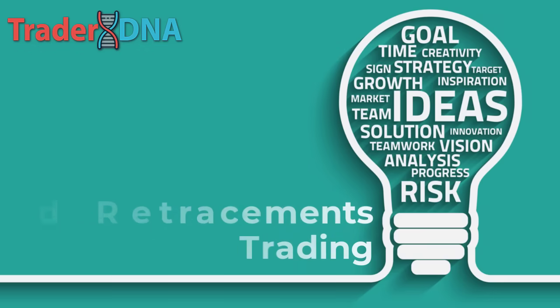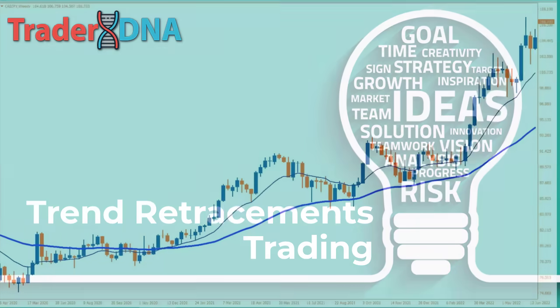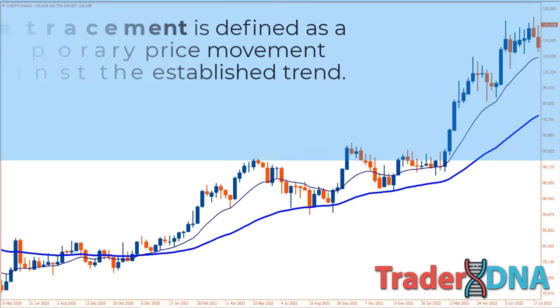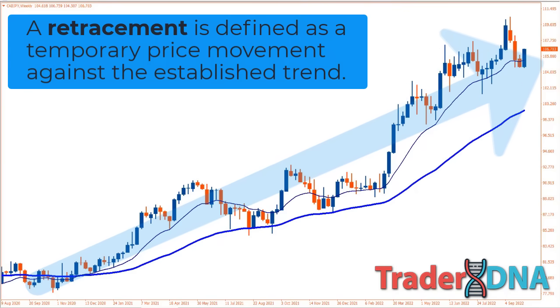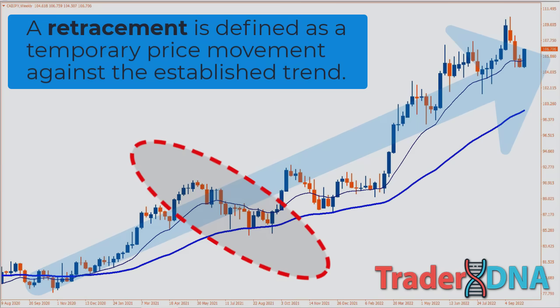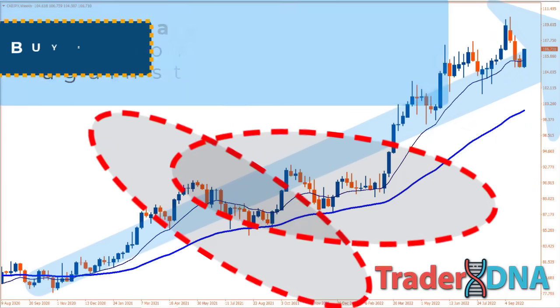Trend retracements trading. What are trend retracements? A retracement is defined as a temporary price movement against the established trend. Another way to look at it is an area of price movement that moves against a trend but returns to continue the trend. Easy enough? So, let's move on. Buy entry rules.